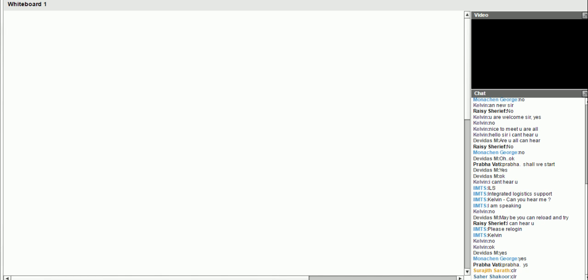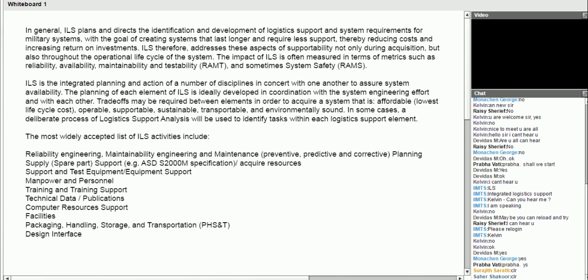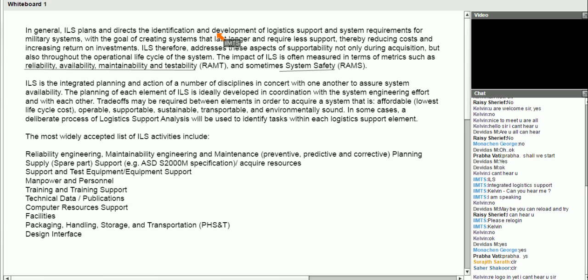Okay. Let me share a few more things which are good. Let's read this quickly. In general, ILS means integrated logistics support. ILS plans and directs the identification and development of logistic support and system requirements for military systems, with the goal of creating systems that last longer and require less support, thereby reducing the cost and increasing the return on investments. Integrated logistics support therefore addresses these aspects of supportability not only during acquisition but also throughout the operational life cycle of the system. The impact of integrated logistics support is often measured in terms of metrics such as reliability, availability, maintainability, and testability, and sometimes system safety.